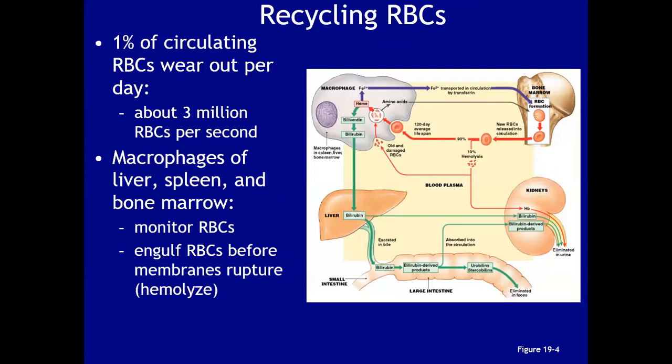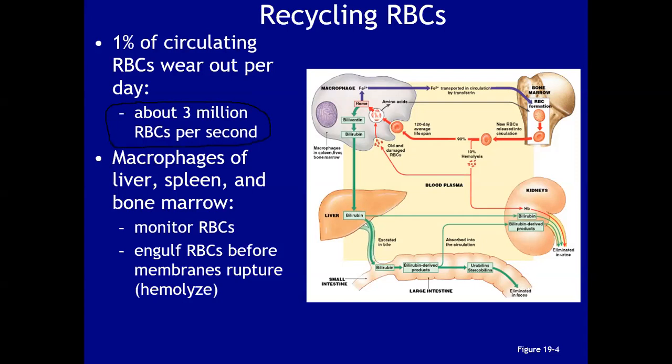So if maintaining homeostasis with respect to our red blood cells is important, we better have a good way to recycle them. And we do. Okay, it says about 1% of our circulating red blood cells wear out every day. That's about 3 million red blood cells per second. So when we think about that, how many red blood cells do we need to make a second? Well, we better be making 3 million red blood cells or there's going to be a problem, right?